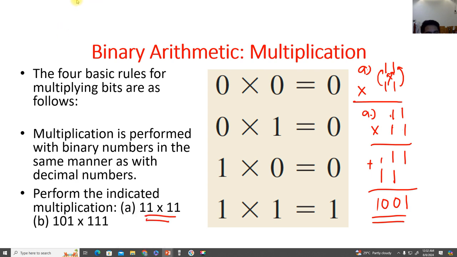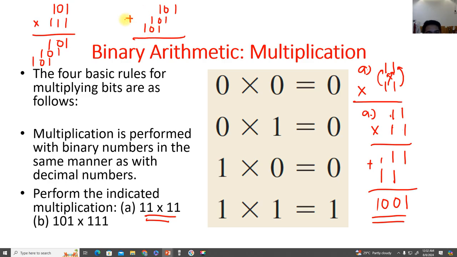For letter B, we have 1, 0, 1 times 1, 1, 1. So we have 1, 0, 1, and I have here 1, 0, 1. So I have 1, 0, 1 here. Okay. And 1, 0, 1 here. Okay. And I have 1, 0, 1 here.